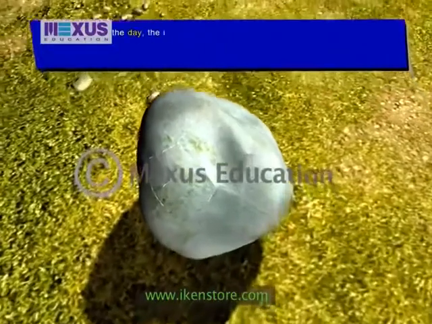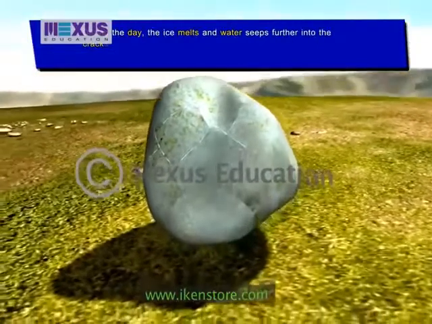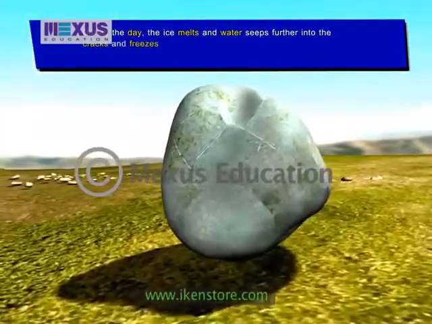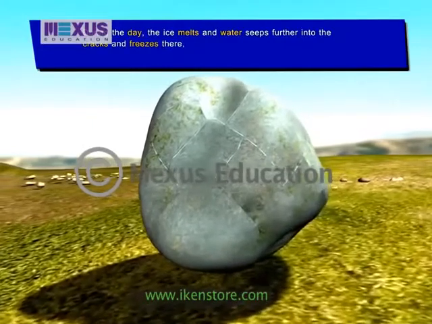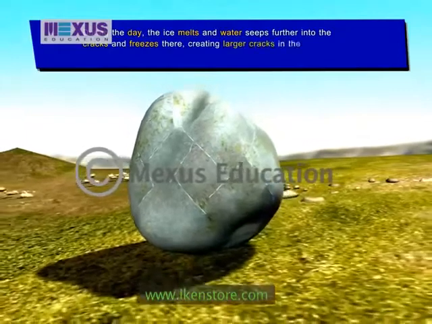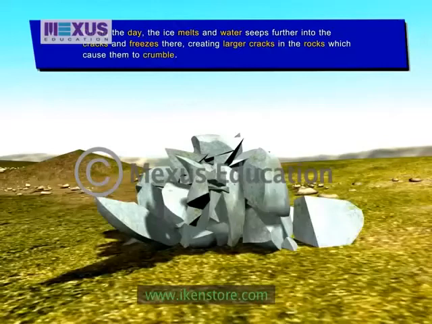During the day, the ice melts and water seeps further into the cracks. Month after month, year after year, water freezes and thaws over and over again, creating larger cracks in the rocks, which causes them to break or crumble.